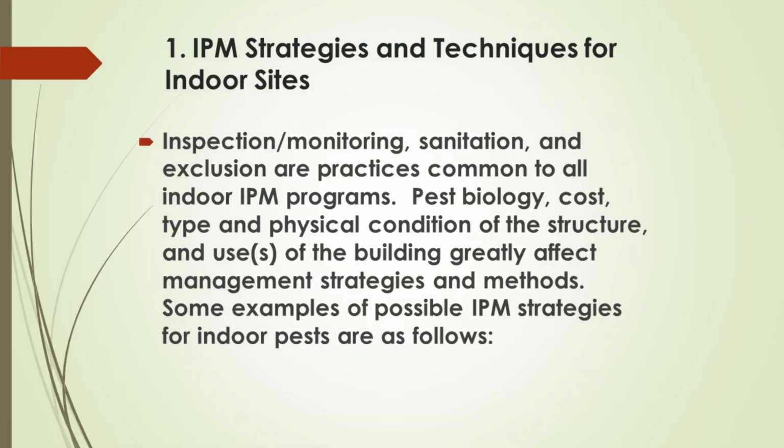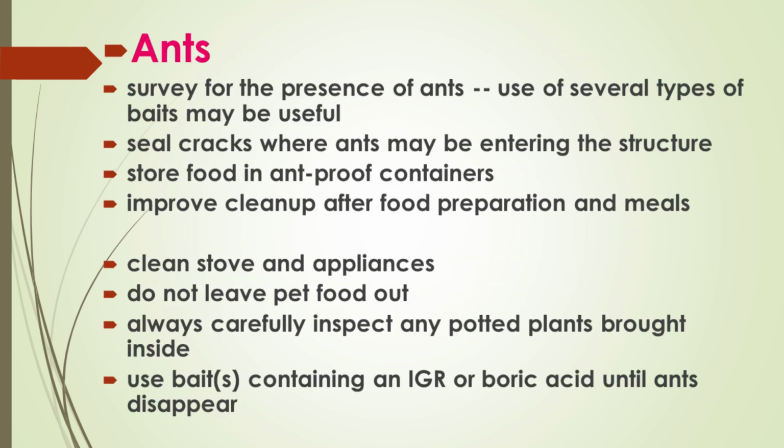Structure and uses of the building greatly affect management strategies and methods. Some examples of possible IPM strategies for indoor pests are as follows. Ants. Survey for the presence of ants. Use of several types of baits may be useful. Seal cracks where ants may be entering the structure.